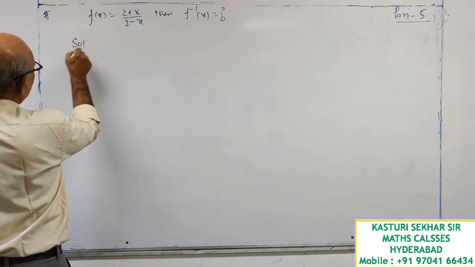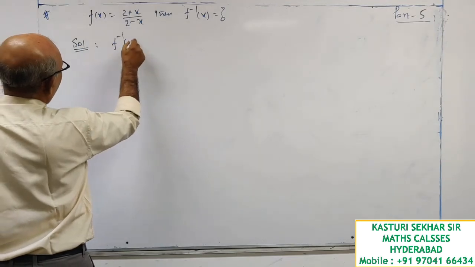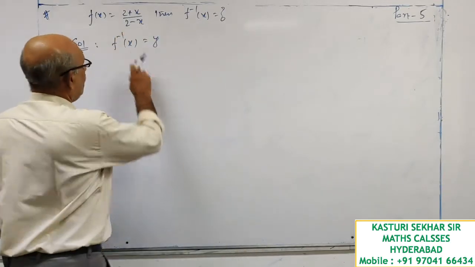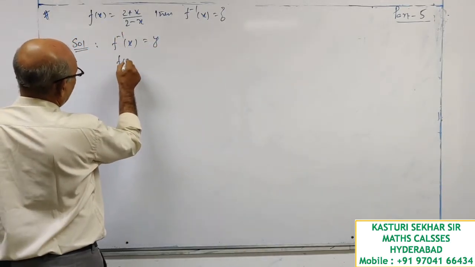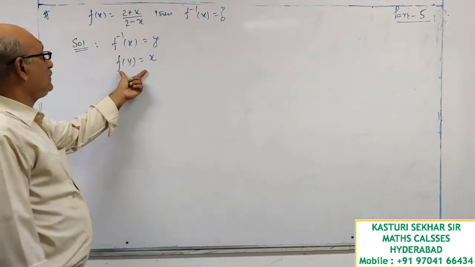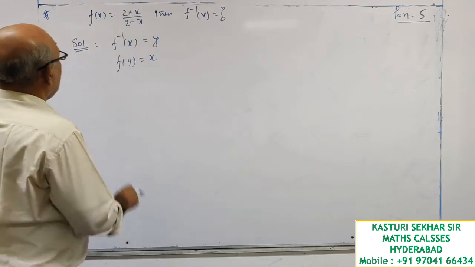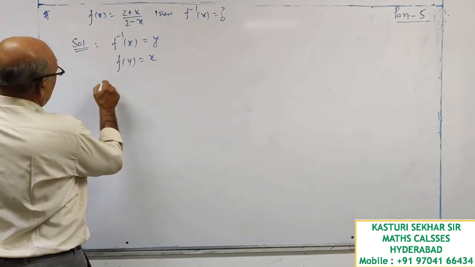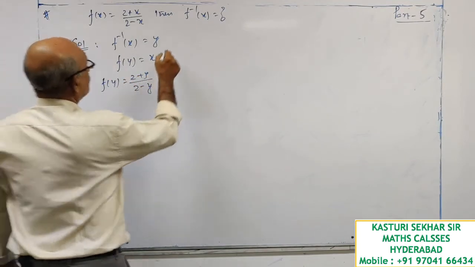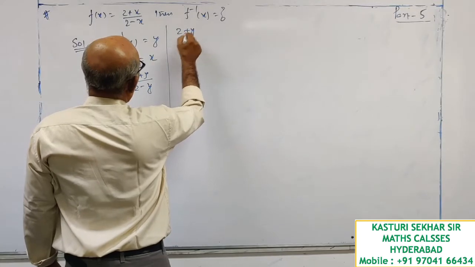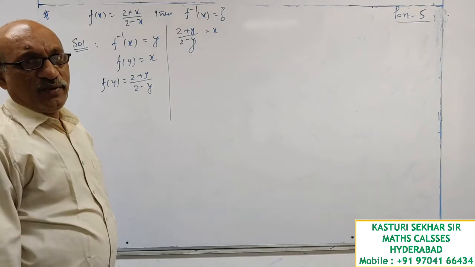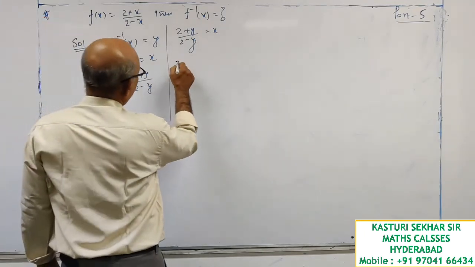Now the process is the same, no change at all. F inverse x is equal to y. Interchange the variables here, inverse is eliminated. This is f of y is equal to x. After writing this step, replace x with y in the given function. F of y is equal to 2 plus y divided by 2 minus y, which is equal to x.